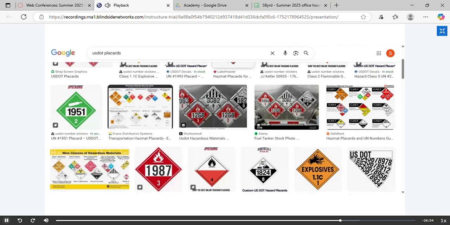Not only do they have to have the papers, but they have to have the placards, and all of these placards mean something. All of these numbers mean something. When you get on scene of a hazardous material spill or an accident that's involving one of these tankers, you have no idea what that is. And that's what that little book is for. That book goes through all of this and it tells you what all these numbers are.